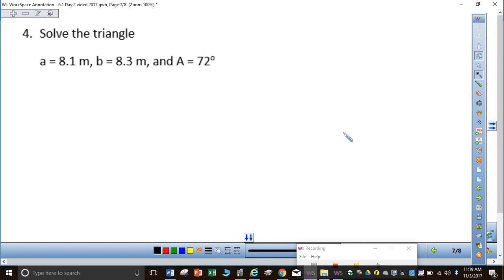Okay, next problem. Solve the triangle. All right, so we're given angle A, we're given side A and side B. So let's go ahead and start off by checking to see if angle A is acute or obtuse. This is an acute angle, so that means we're going to want to think about those 4 situations with the swinging side that we started off talking about.